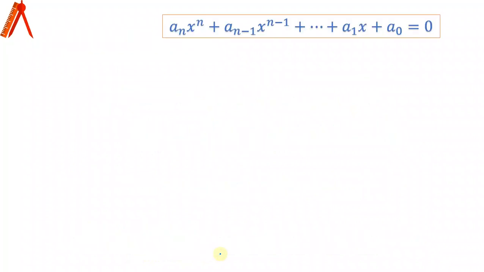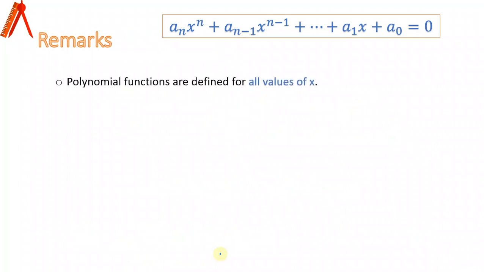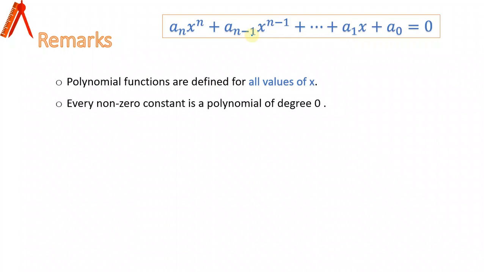Okay, we know that this is the polynomial equation. Just some remarks on what we are getting from this equation, one by one. The polynomial functions are defined for all values of x. For example, if we have two values for x, then each value will separately satisfy this equation. And every non-zero constant is a polynomial of degree 0. I already mentioned that: over here we have a non-zero constant, and this is a polynomial of degree 0, because anything to the power 0 is 1.